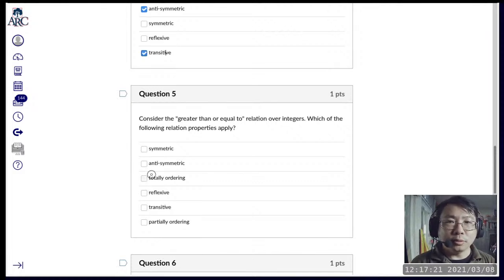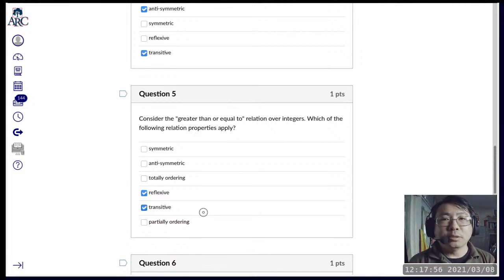Then let's move on to something easier first, like reflexive. It is reflexive, because is every integer greater than or equal to itself? The answer is yes, so it's definitely reflexive. And just like less than, intuitively we understand that greater than or equal to is transitive. If A is greater than or equal to B and B is greater than or equal to C, then A is greater than or equal to C. So that intuitively makes sense already.